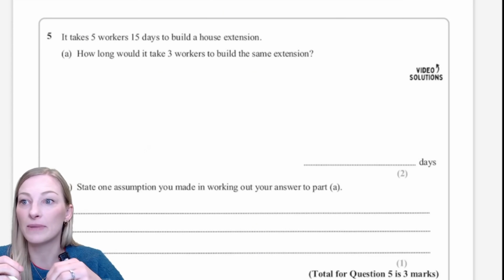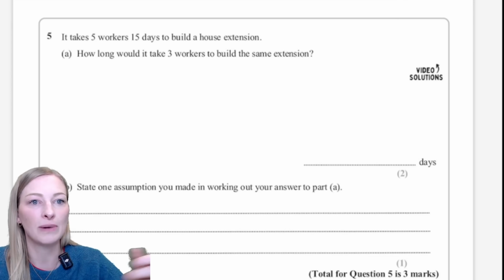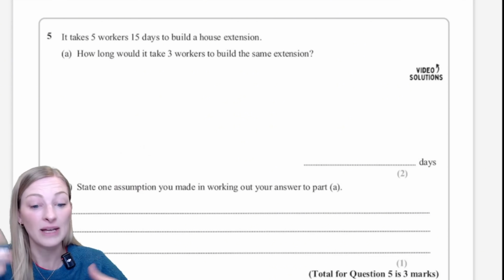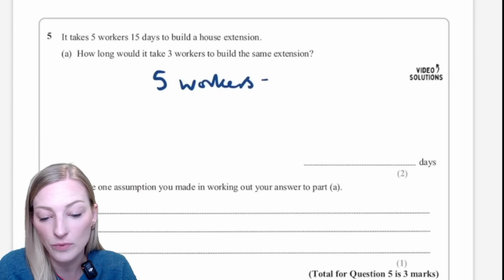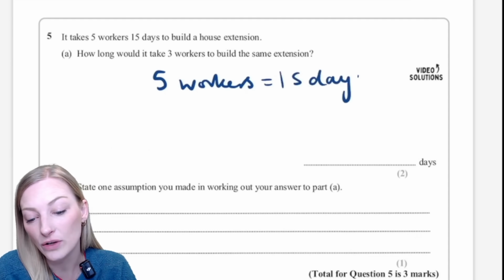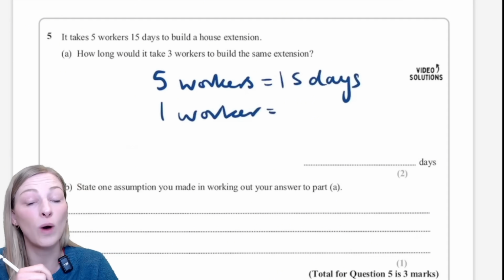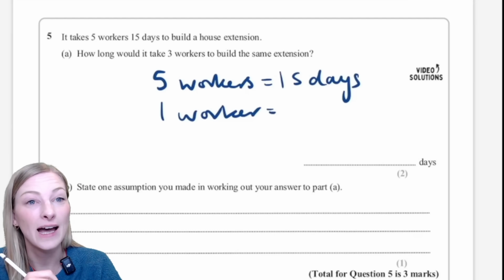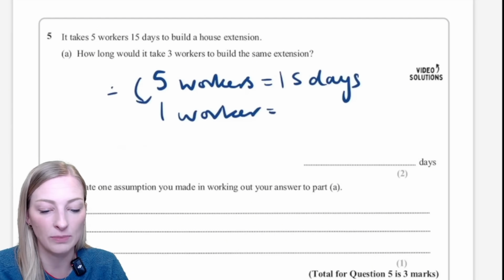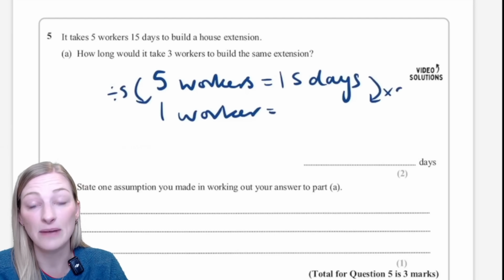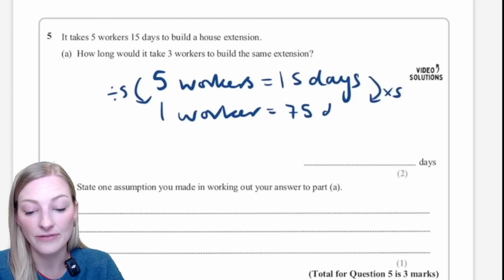Direct proportion would be something like if I buy 1 chocolate bar, it costs £1, 2 chocolate bars, £2, 3 chocolate bars, £3, and so on. Direct, they're both going to go up. In this case, as we get more workers, it's going to take less time. So 5 workers is 15 days. It's always a good idea with these questions to say, what about 1 worker? If I only had 1 worker coming to do the work, how long would it take? Well, with 5 times less people, if I've divided this side by 5, I would need to say it's going to take me 5 times longer. 15 multiplied by 5 is 75 days.